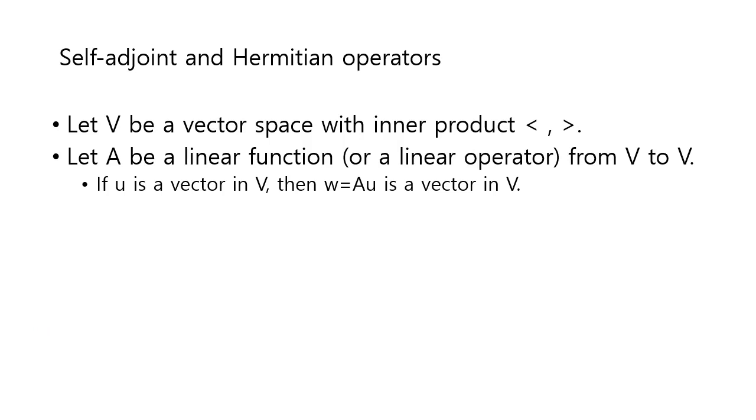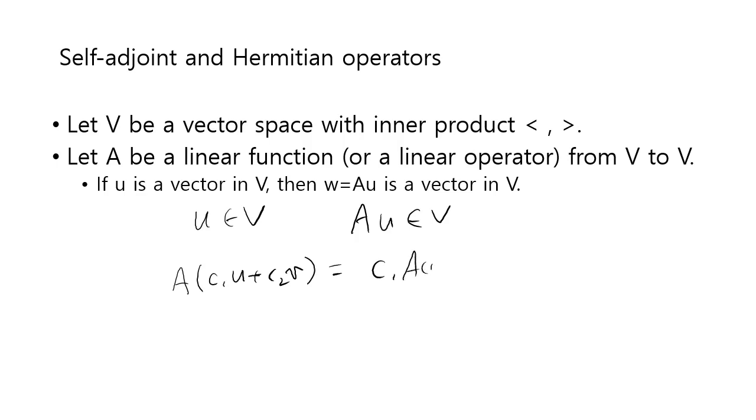Now, let's say A is a linear function from V to V. In other words, you have a vector U in V, and A of U would again be in V. So A is a function from V to V, and being linear means that if you have two vectors U and V, and C1, C2 are scalars, then A(C1 U + C2 V) is the same as C1 AU + C2 AV.